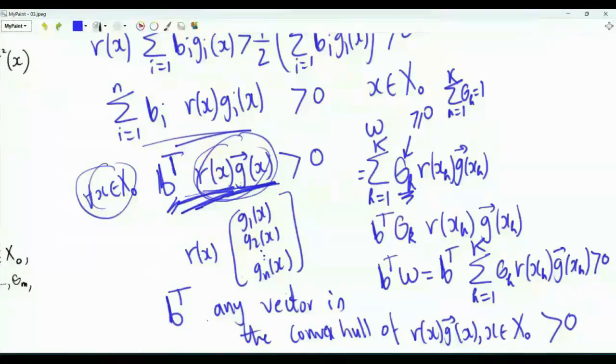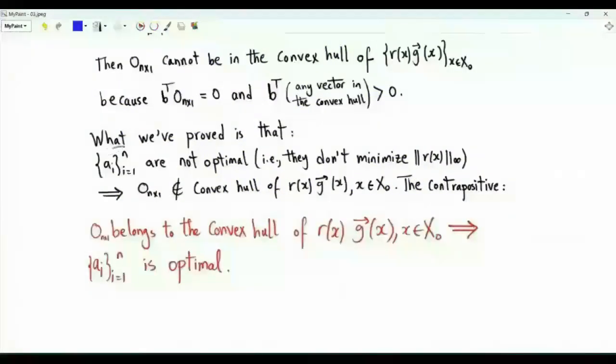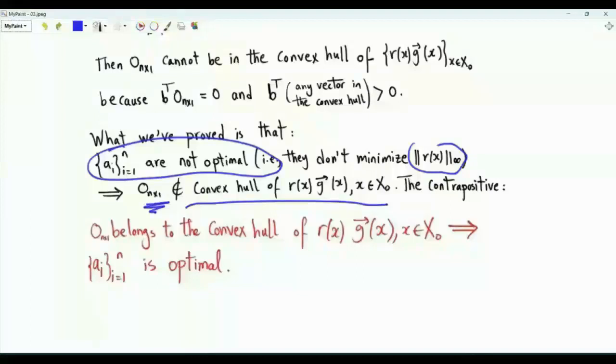The all zero vector in the n-dimensional space cannot be in the convex hull. If the all zero vector is in the convex hull of those vectors, then b transpose times the all zero vector will give us 0. But b transpose times any vector in the convex hull is strictly positive. Therefore, the all zero vector of the n-dimensional space is not in the convex hull of those vectors. What we have proved is that if the coefficients are not optimal, they do not minimize the L infinity norm. We can perturb those coefficients by the bi's and obtain a lower L infinity norm than gamma. The conclusion is that the all zero vector is not in the convex hull.